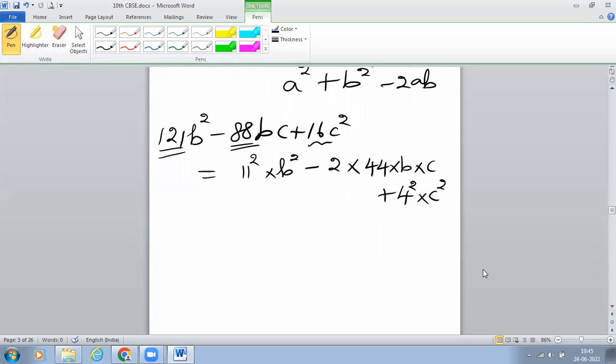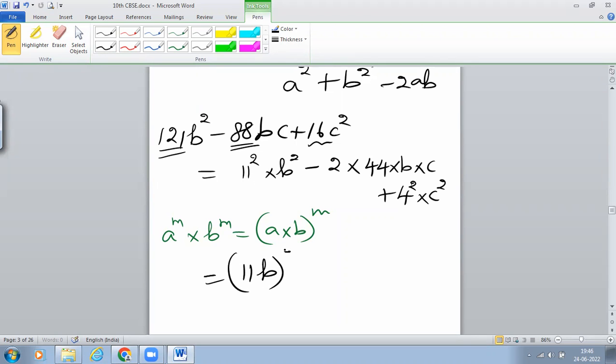Completed. Yes, sir. Now, before teaching the next step, I want to tell you a law of exponent. There is a law which says a power m into b power m is equal to a into b the whole power m. Do you remember this law of exponent? Yes, sir. Now, using this law in the next step, 11 power 2 into b power 2 we can write as 11 into b the whole power 2. So I will write it as 11b the whole power 2, because 11 power 2 into b power 2 is of the form a power m into b power m.